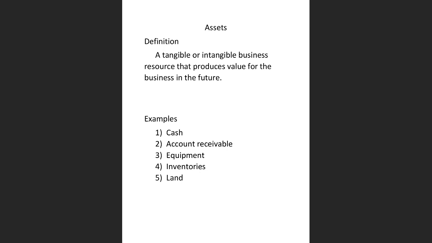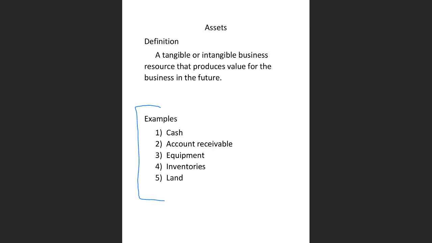So I uploaded a file under this week and last week's materials called Account Type Definitions and Examples. So here we go. Firstly, assets. Assets are tangible or intangible business resources that produce value for the business in the future. I think we've gone over that definition before, which is great. But I think the more important thing here is some examples of asset accounts, and I want to give a definition around some of them.